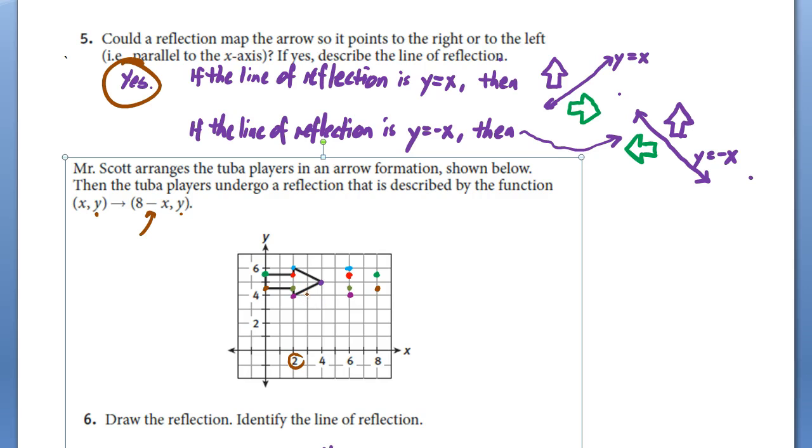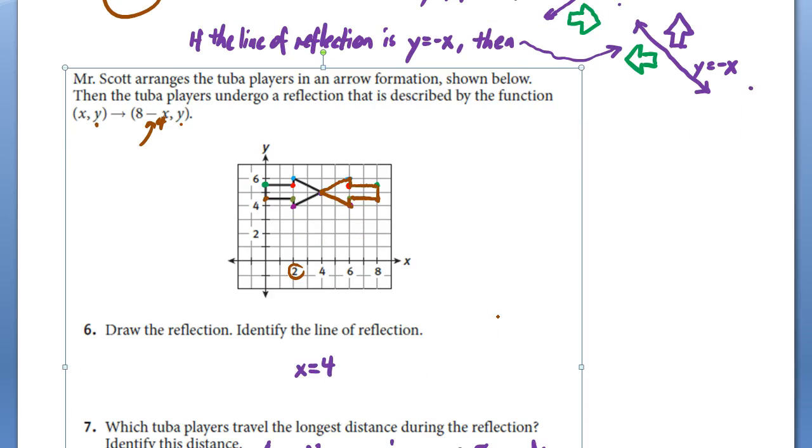There's one person that doesn't move. That's this guy right here. He's not going to move because his x-coordinate is 4, and when you plug in 4 into that formula, you get 8 minus 4, which is still 4. So he stays in place, but all the other tuba players move. When you draw in the shape that's created, it would look like this. Notice that that's a reflection.